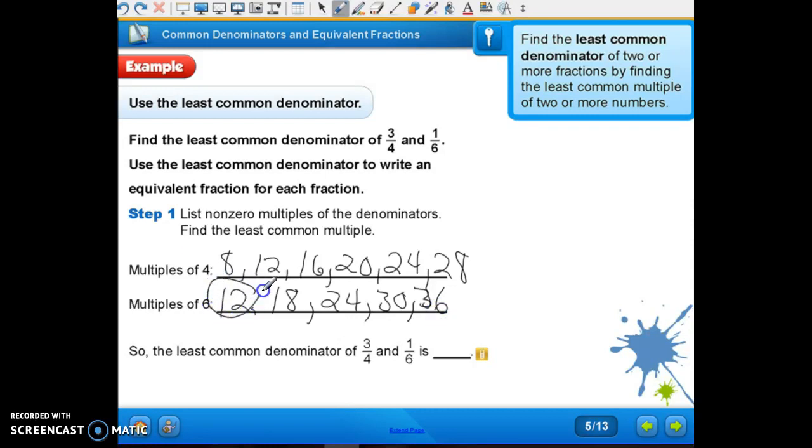Here we go. Here's our least common one. We could have stopped writing right there when we wrote 12. Yep. Okay. Another common multiple would be 24. But it asked us to find the least common multiple. And what did I tell you about using the least common multiple? You'll have less chance of having to simplify. Okay. So the least common denominator of 3/4 and 1/6 is 12.